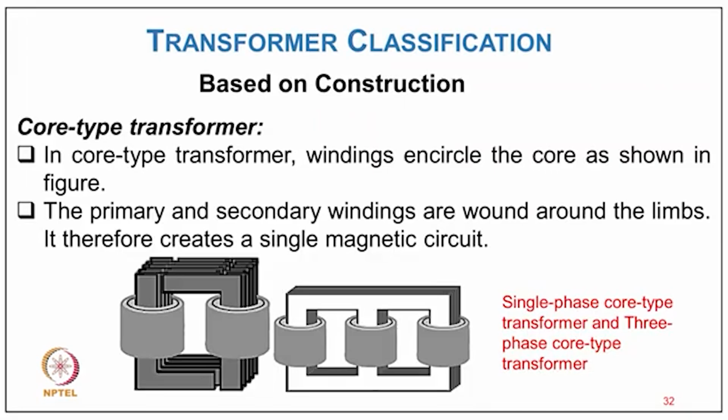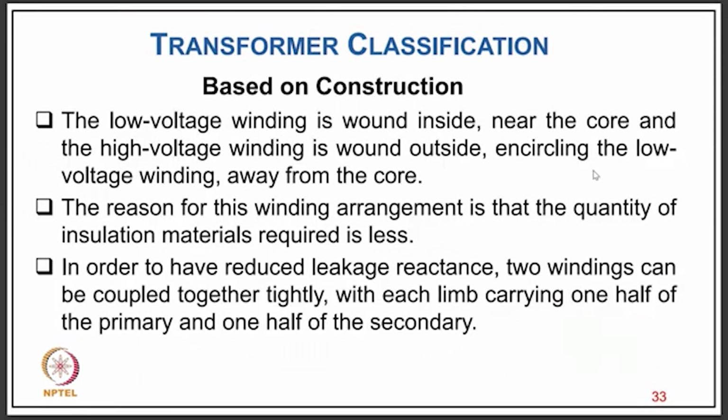So you can call it starting with the core type of transformer. You have a single phase core type and a three phase core type, where in single phase you have two windings on two sides of the core, and in three phase you have three phase windings on all three limbs. This we call the core type of construction. The low voltage winding is wound inside, near the core, as I already mentioned earlier. The high voltage winding is wound outside, circling the low voltage winding and away from the core, to reduce the insulation.